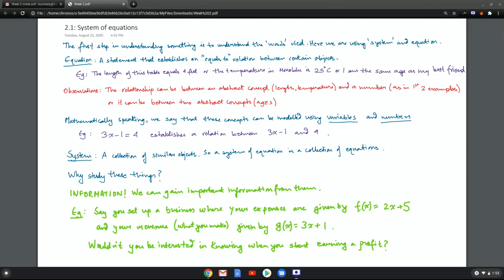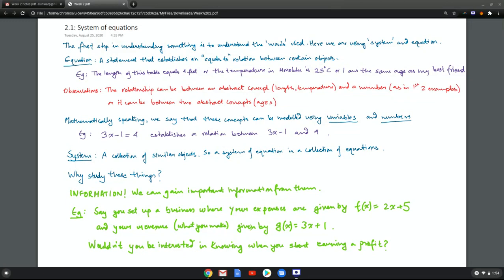In the most general terms, any statement that establishes an equal-to relation between certain objects can be called an equation. For example, you could say the length of this table equals 4 feet, or the temperature in Honolulu is 25 degrees Celsius, or that I am the same age as my best friend. Each of these sentences is technically an equation because it establishes an equal-to relation between certain objects.